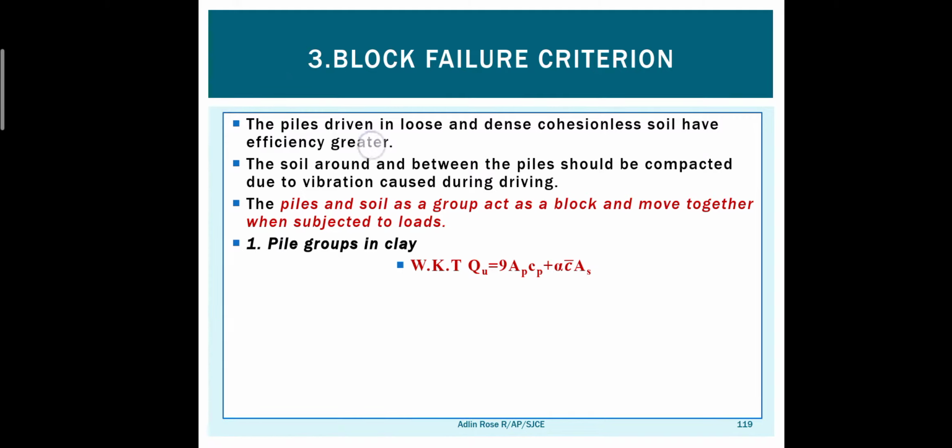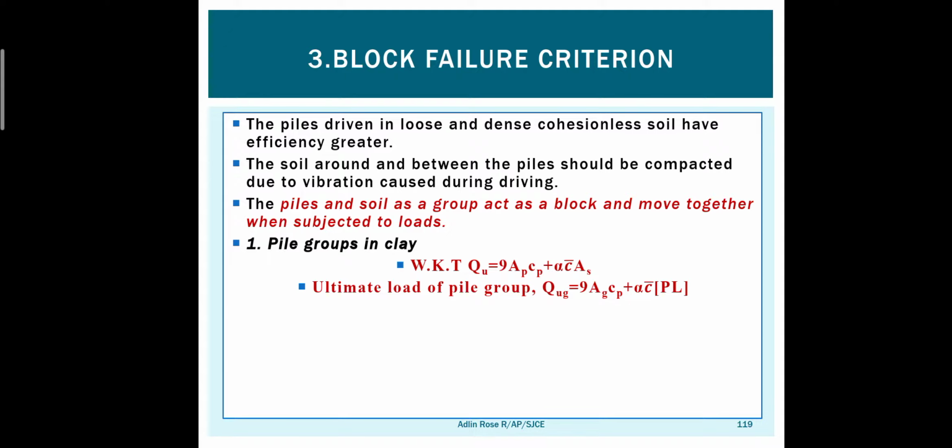So in clay, we know for a single pile, by static formula, Qu is equal to 9 CpAp plus alpha C bar As. And we also know Ap is the cross sectional area of the single pile, and As is the perimeter area of the single pile. And then similar is the formula for pile group. For pile group, we do some modifications.